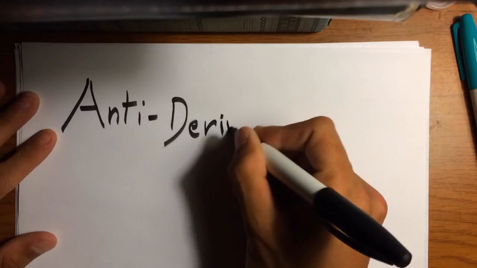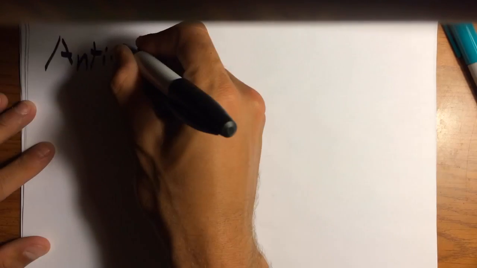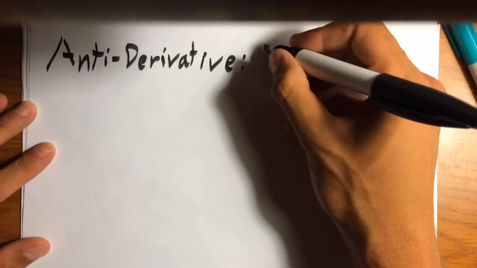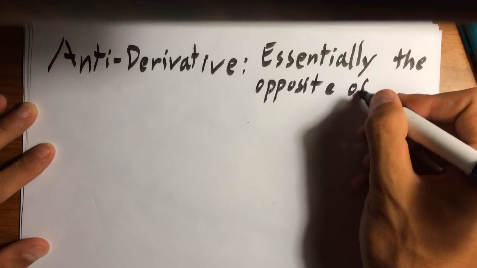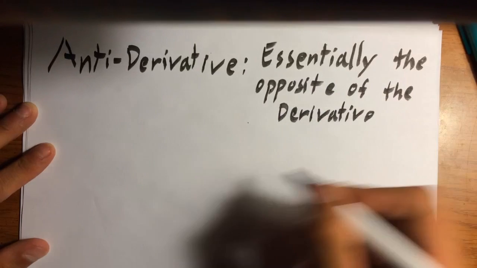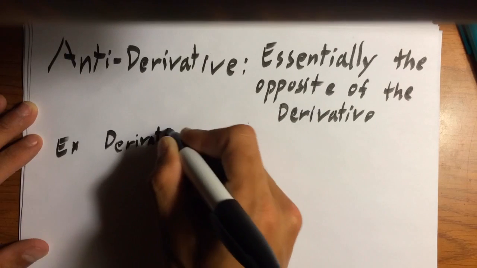Hi, welcome back, and today we're going to be talking about antiderivatives. The antiderivative, I guess you could say, is essentially the opposite of the derivative. Now, that's not the reality of it, but that's how we can think about it.